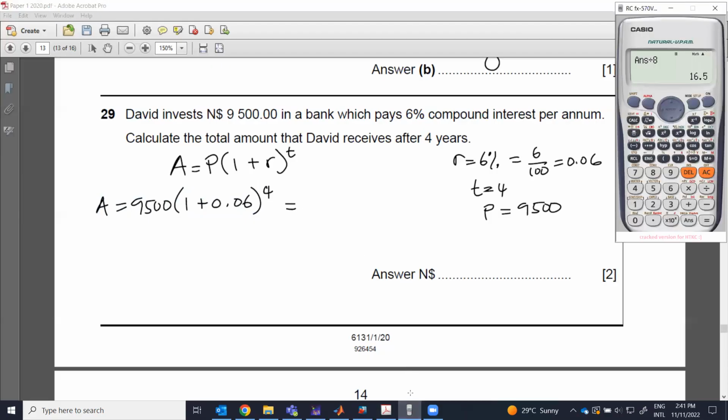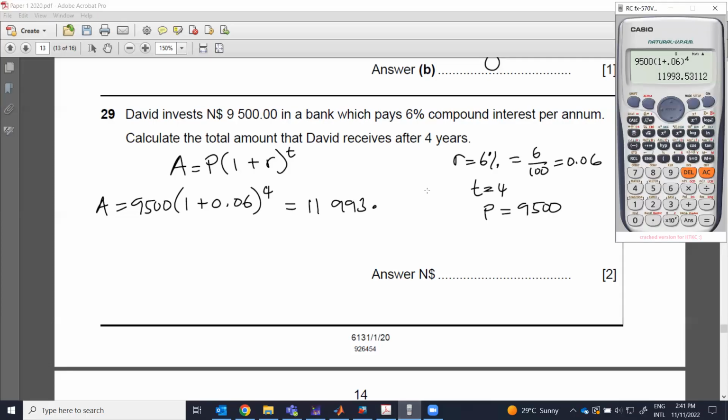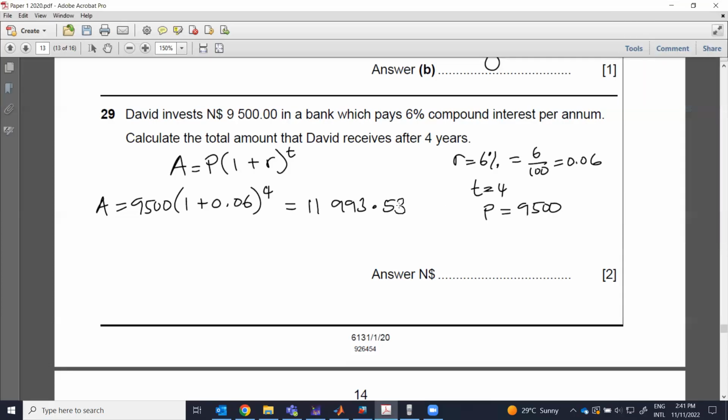Okay, on your calculator, 9,500 times 1 plus 0.06 to the power of 4. Okay, so that's 11,993. And because we're talking about money, we like to leave it to 2 decimal places.